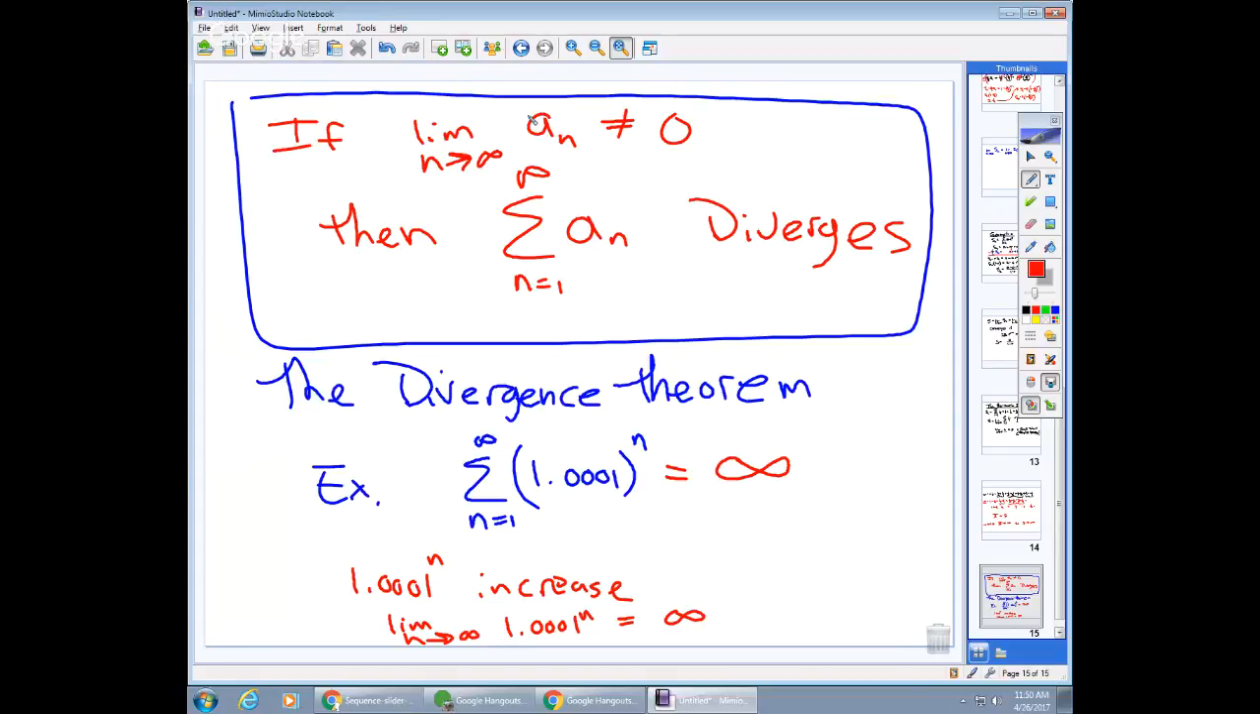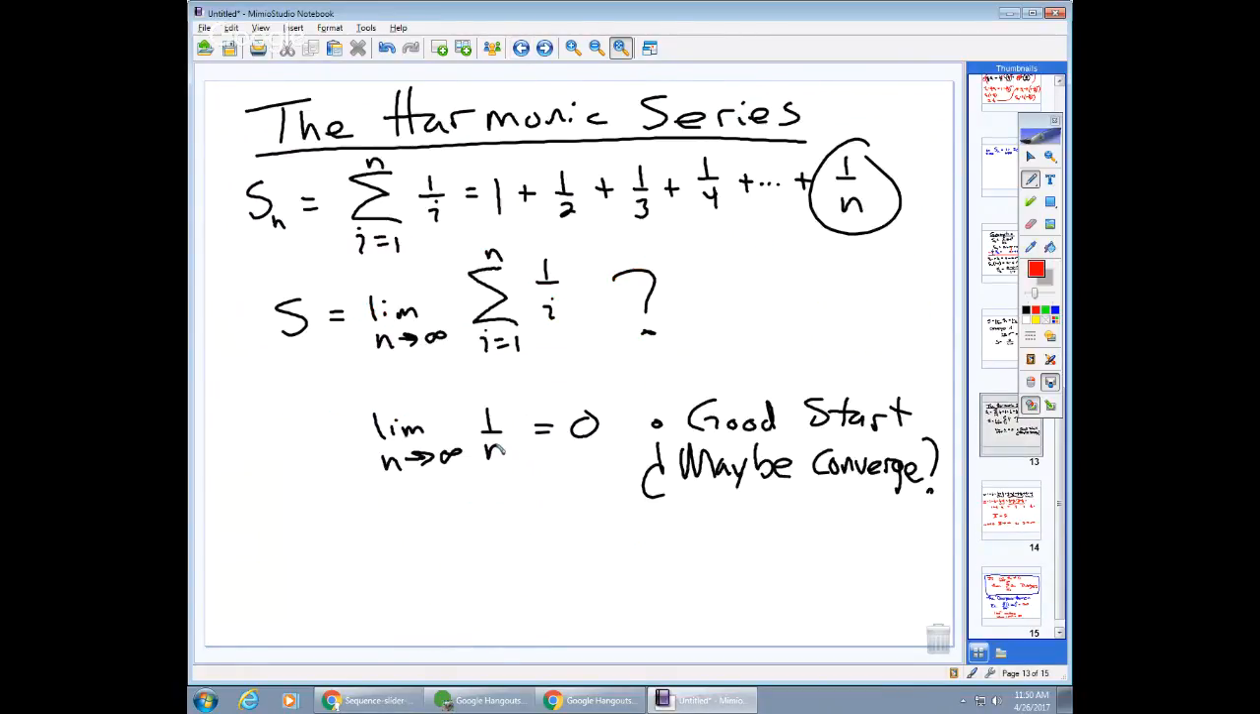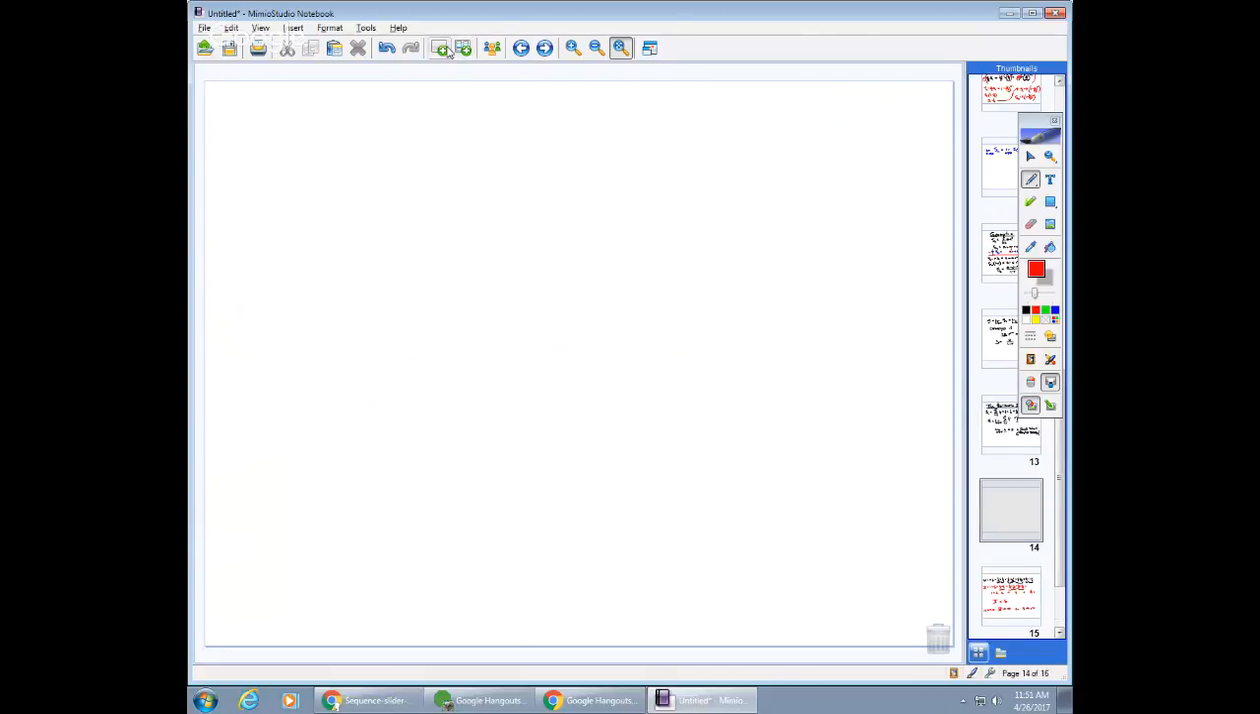You can't reverse this though. Just because the individual pieces you're adding shrink to 0 isn't good enough to get convergence. So the divergence theorem only does one thing. It just tells you if things diverge. It doesn't tell you anything about convergence. So if you have some sequence, like a sub n equals, how about 1 over 2n minus 1, and then you try to add up those terms. I'm going to replace it with an i, actually.